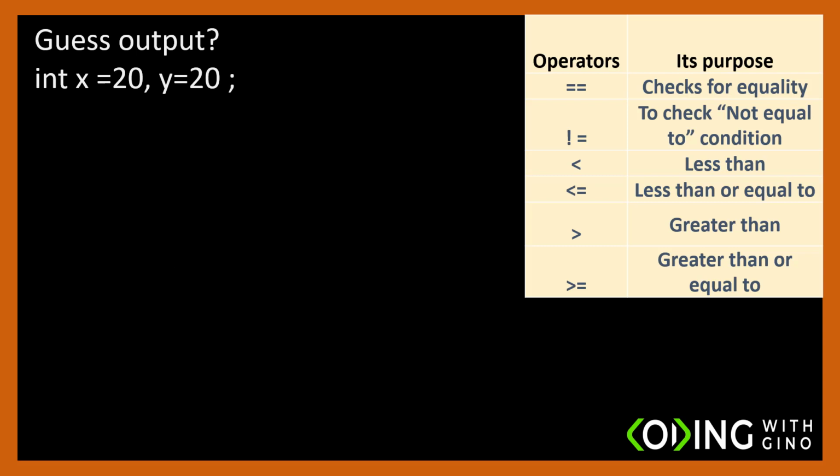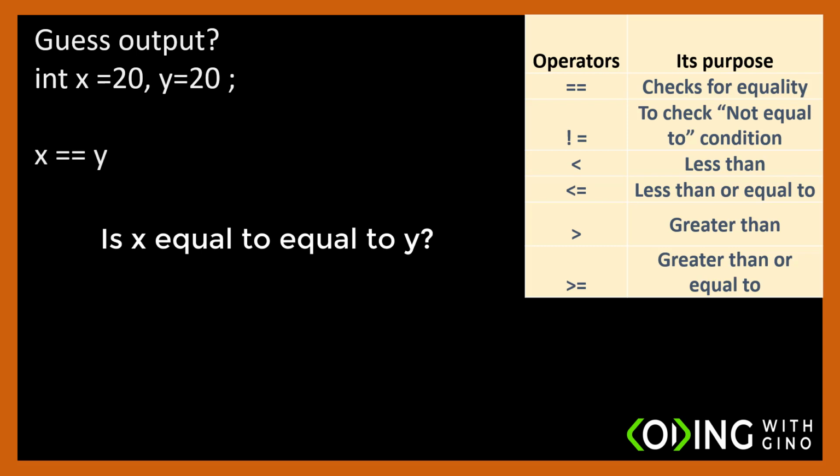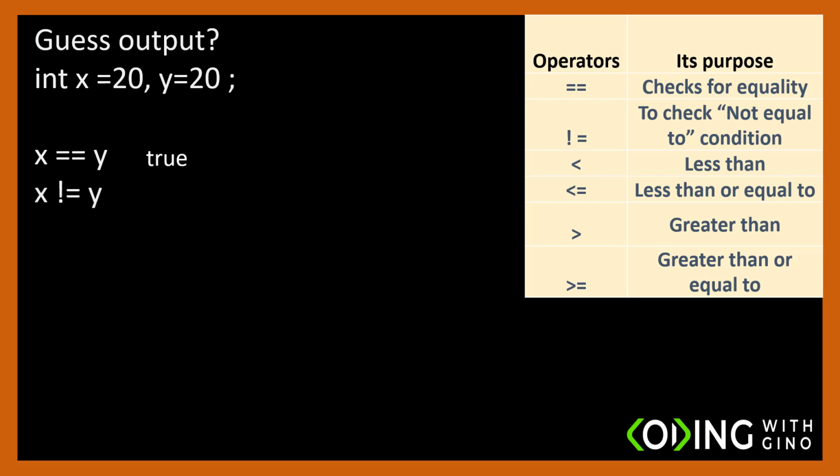Let's check another example. X equals 20, y equals 20. Now, is x equal to y? Meaning, are x and y the same? Yes. The answer is true. Next, is x not equal to y? No, that's wrong. X is equal to y. So, this one returns false.